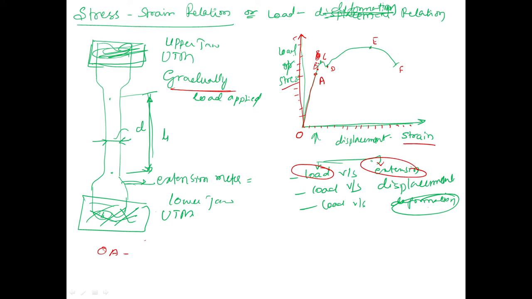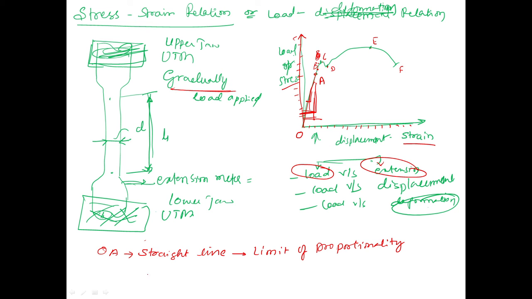Now from O to A, you are going to get an exact straight line here. This is called limit of proportionality. That means if you draw the slope here, you are going to get the same slope anywhere between the points of this O to A curve.